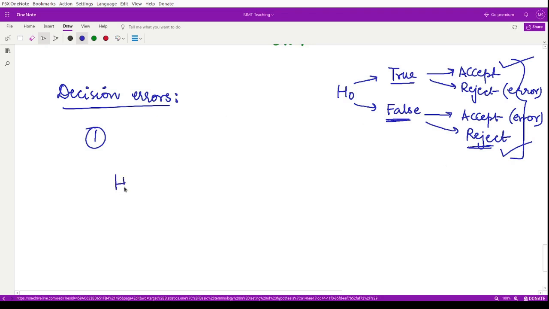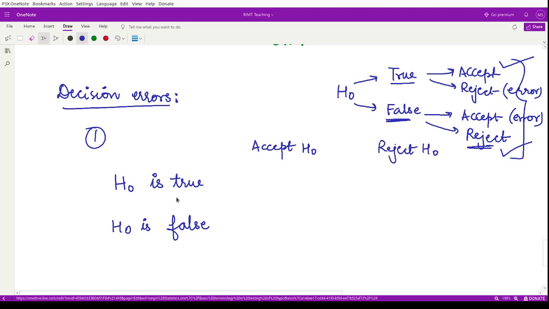So let me write down here. Your H0, that means the null hypothesis, is true or your null hypothesis is false. And the case is you accept your null hypothesis or you reject it. If in the first case your hypothesis is true and you accept it, you are making the correct decision. Moreover, if your hypothesis is false and you are rejecting it, then also you are making the correct decision, right?